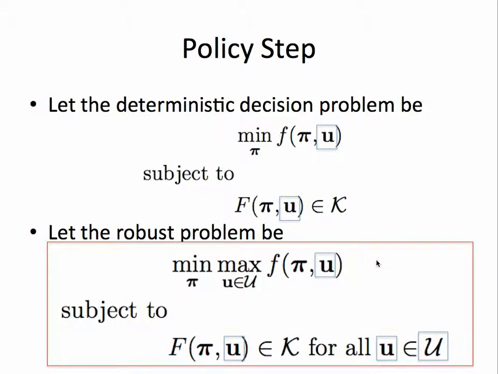So the policy step is as follows. If the deterministic decision problem is written as below, where we are trying to minimize over our decision variable pi a certain objective, with constraints written as f of pi comma u belonging to the cone K, then the robust optimization problem will be the minimization of the decision variable pi over a slightly different objective, subject to the constraints holding for all values of u in our uncertainty set capital U.